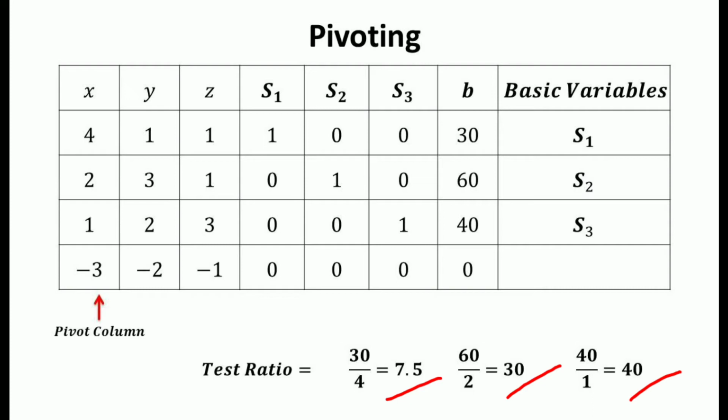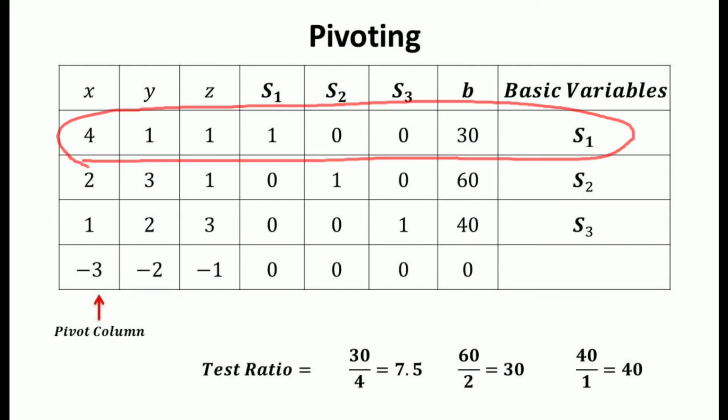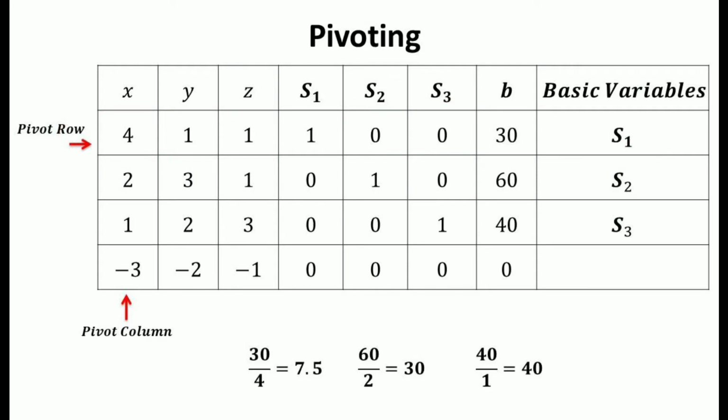Now we have to consider the smallest non-negative test ratio. So here, the smallest test ratio is 7.5. So 7.5 actually belongs to the first row, so the first row will become the pivot row.